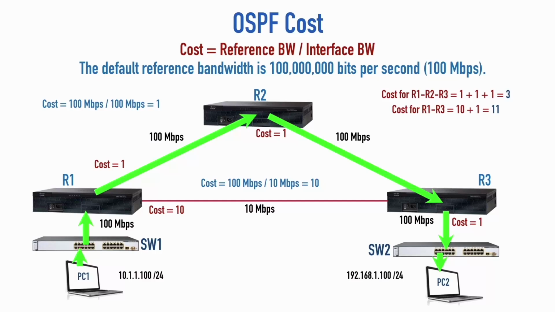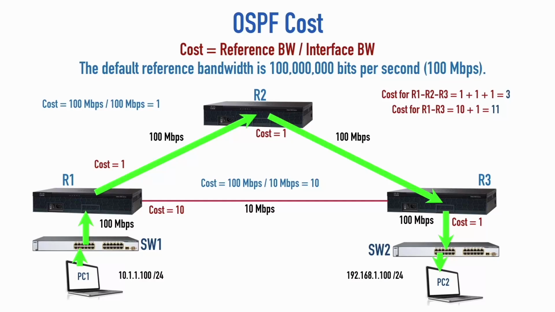That's not good. What can we do? Well, as a best practice, I like to set my reference bandwidth to a higher value. I like to set my reference bandwidth to something like 200 gigabits per second. That way, those different high bandwidth links, they're going to have different cost values. So just a real world caution for you.